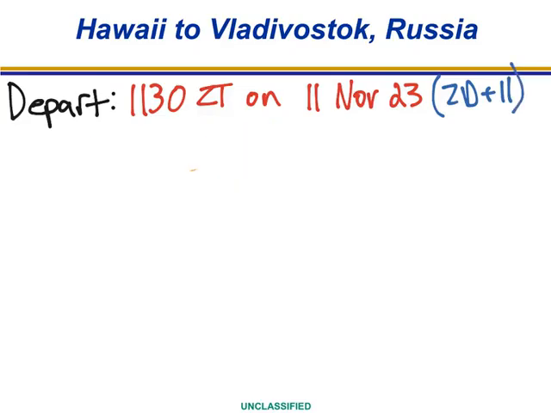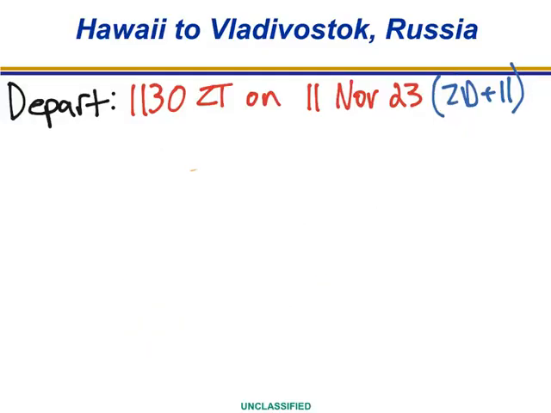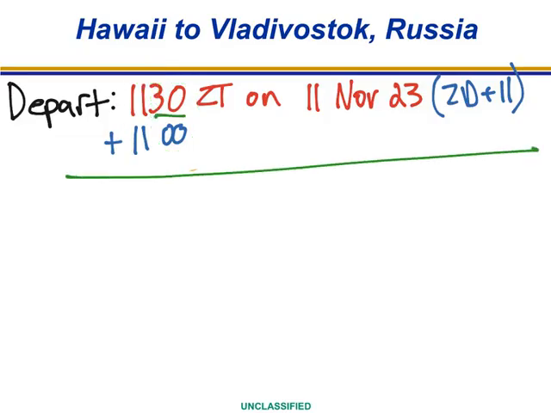Now that we know the zone description, we can use our ditty. We're going from local to Zulu, L to Z, so we're going to let it be. That means we're going to take our zone descriptor up here and just let it be. We're going to add 11 hours to our zone time to get Zulu. So we'll do that over here. We're going to add those 11 hours and 0 minutes. Just remember that for our time, we have hours over here and we have minutes over here. We'll do some math. 30 plus 0 is 30. 11 plus 11 is 22.